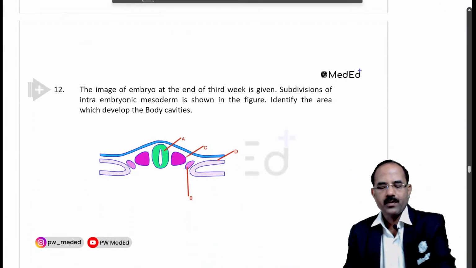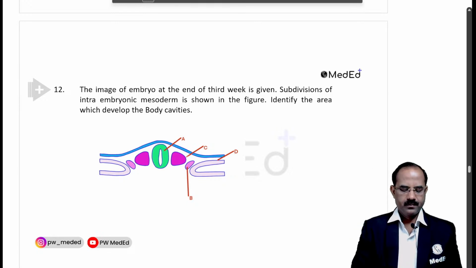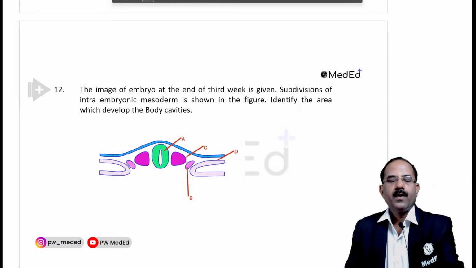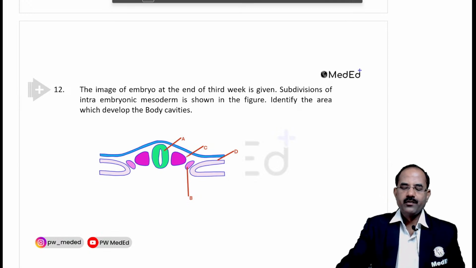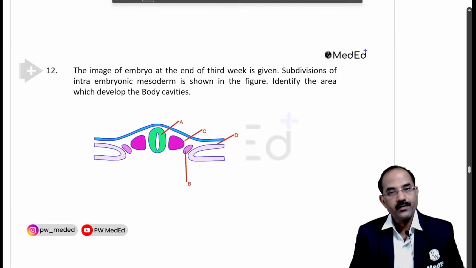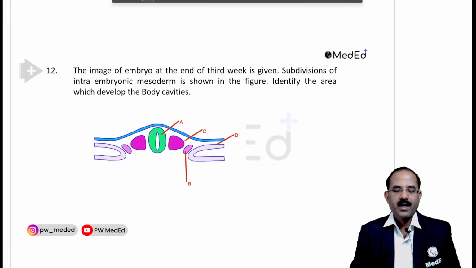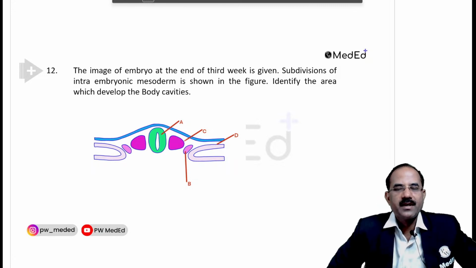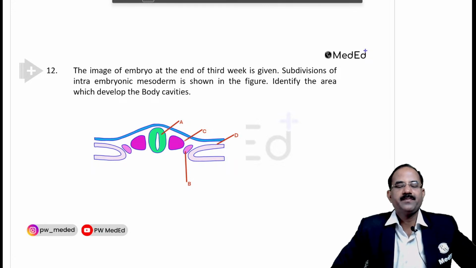The image of an embryo at the end of third week is given. Subdivisions of intraembryonic mesoderm are shown here. Identify the area which forms the body cavities. Come on, students. Is anyone able to answer this? Come on.